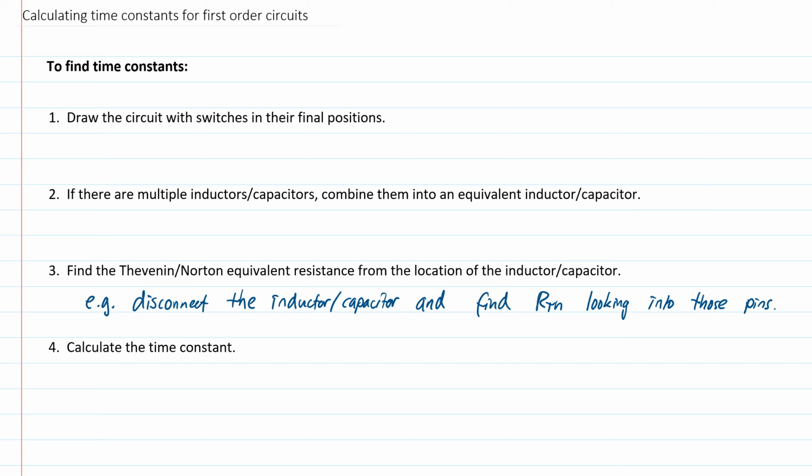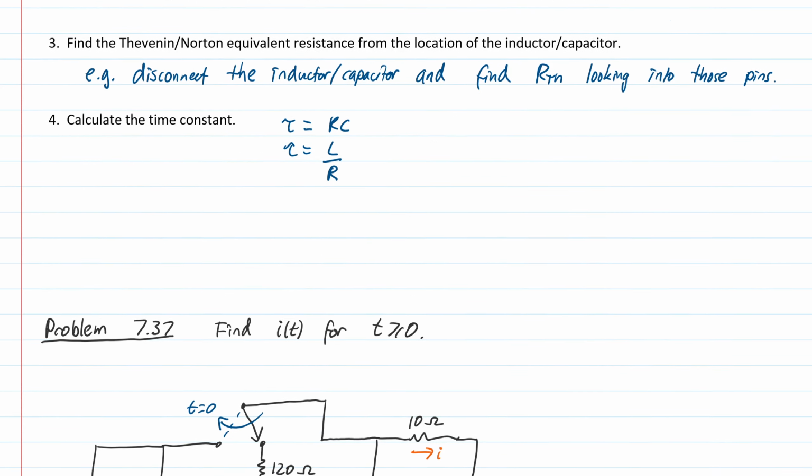And then finally we calculate the time constant, which of course is R times C for capacitive circuits and L divided by R for inductive circuits. So let's have a look at an example problem.